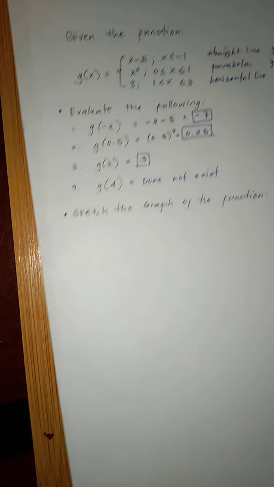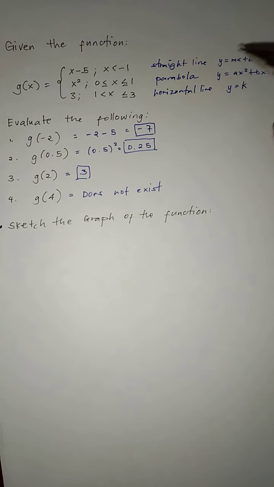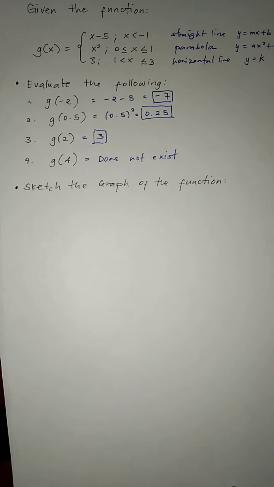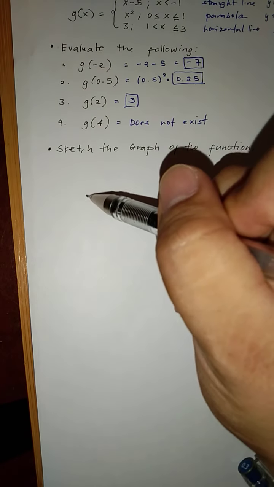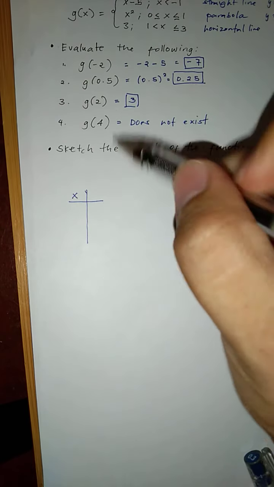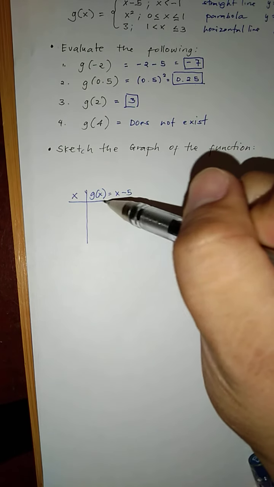If you're not familiar with the labels for the graph of this equation, then we will do point plotting. It is important to understand first the individual graphs before proceeding with graphing the whole piecewise function. So let's start with the straight line x minus 5. x, and then g of x equals x minus 5.